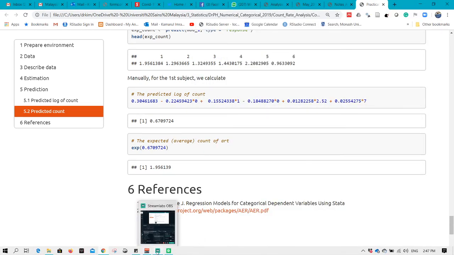All right. And next, I'll talk about the notes and the practical for rate.